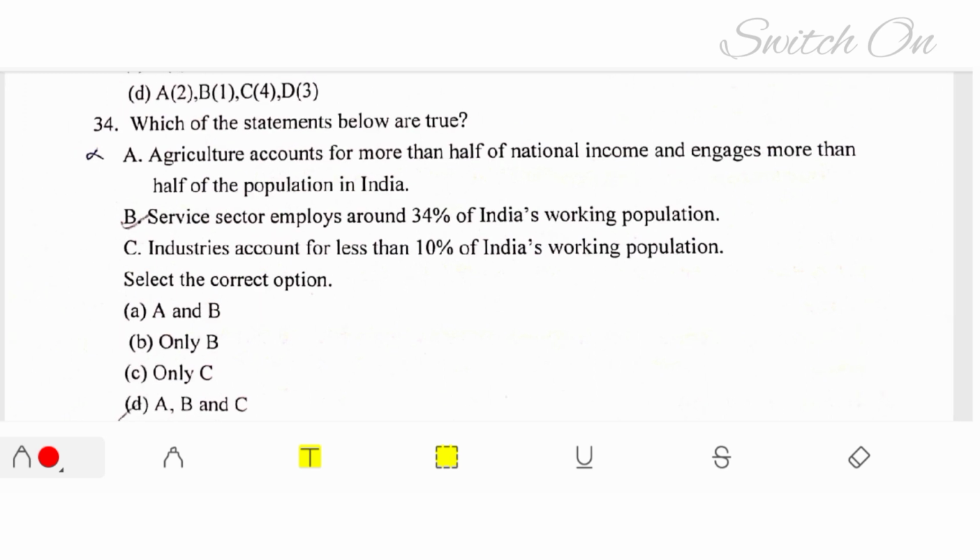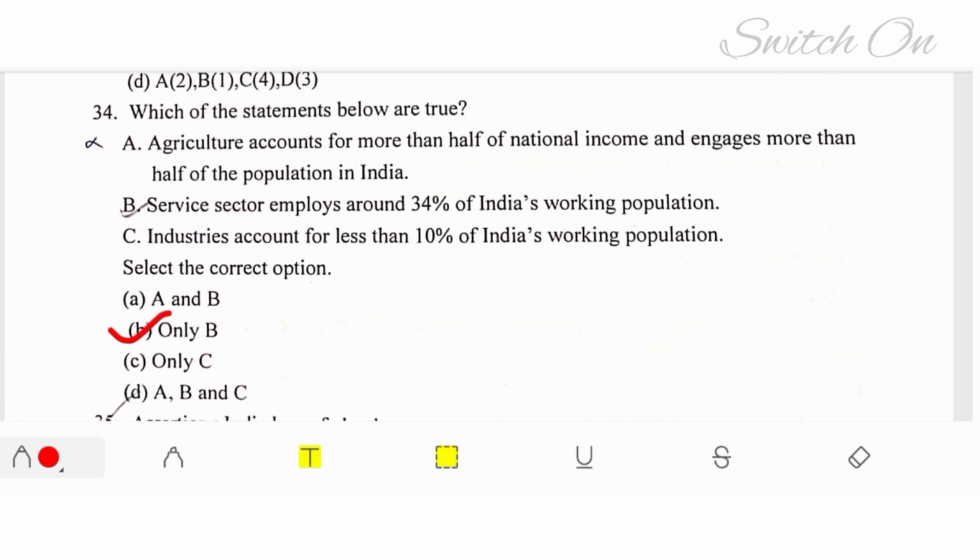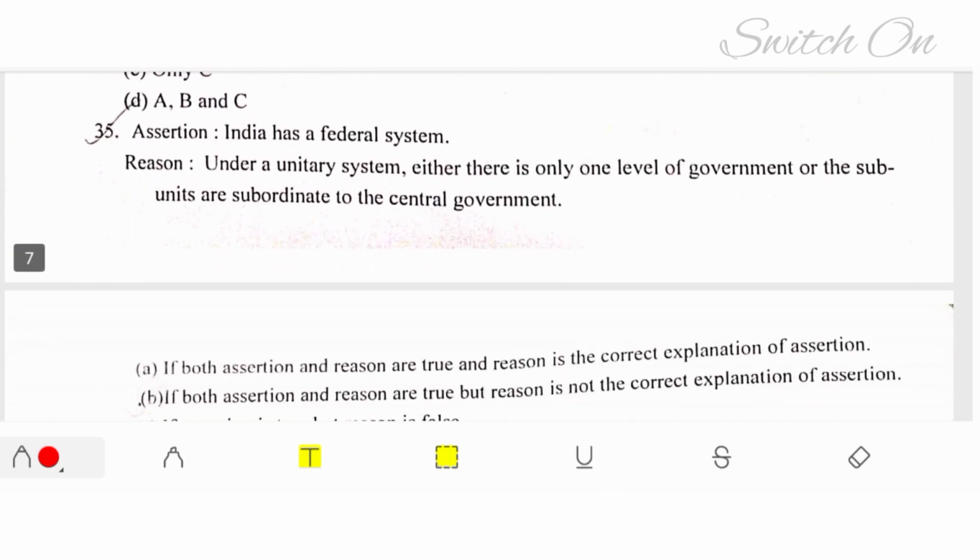Which of the following statements below are true? Agriculture accounts for more than half of national income and engages more than half of the population in India. Service sector employs around 34% of India's working population. Industries account for less than 10% of India's working population. So only statement B is right.